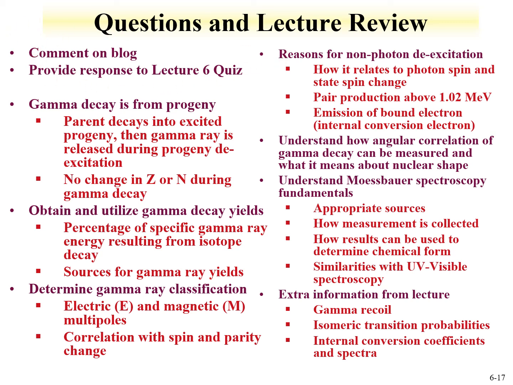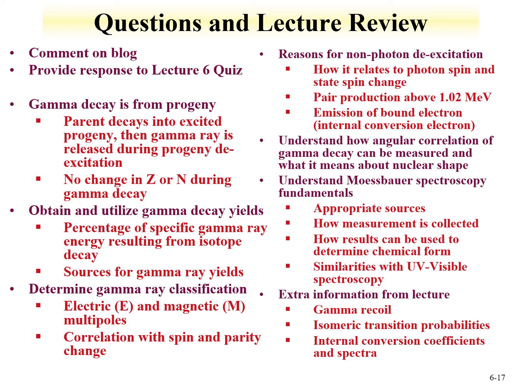There are some details on gamma decay you should take away from this lecture. One is that the gamma decay is from the progeny of a parent decaying. So the parent decays to an excited progeny, and the gamma ray is released during progeny de-excitation. With gamma decay, there is no change in Z or N. You should be able to obtain and utilize gamma decay yields. This data is used to determine the percentage of a specific gamma ray energy resulting from an isotopic decay.